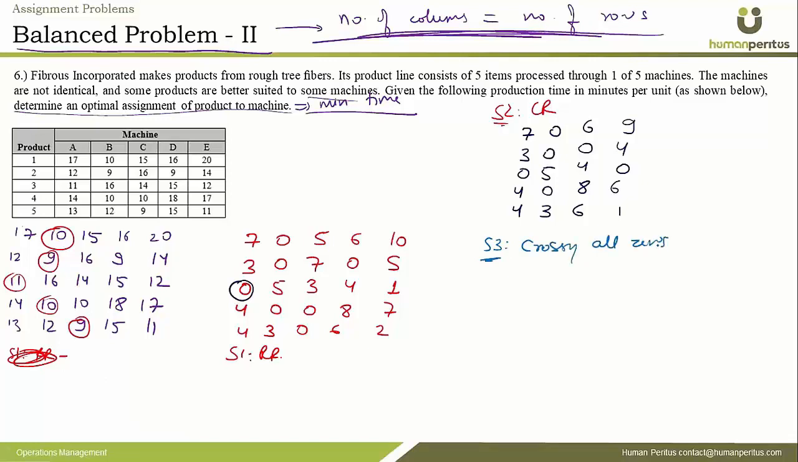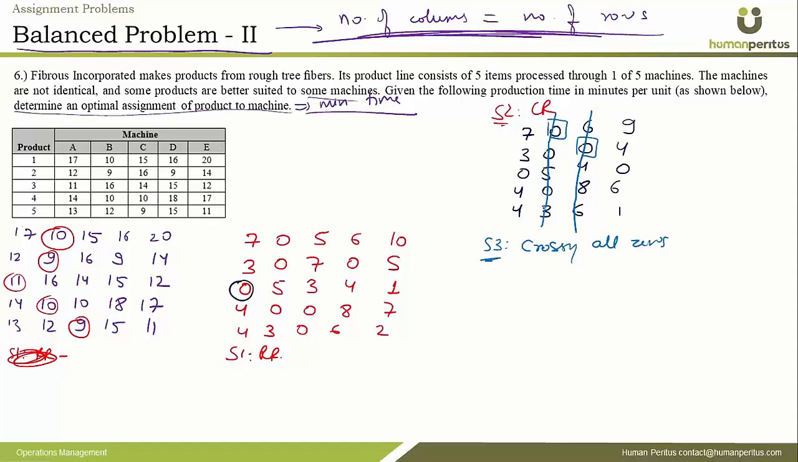So we will try to cross all zeros by drawing a minimum number of lines. And how to do it? If there is a single zero, we will assign that zero and cross the corresponding column. Yes, there is a single zero in the first row. You can assign this, and I can say that we cross this. In the third row, there are two zeros, so I cannot do that. In the fourth row, there is no zero. In the fifth row, there is no zero.